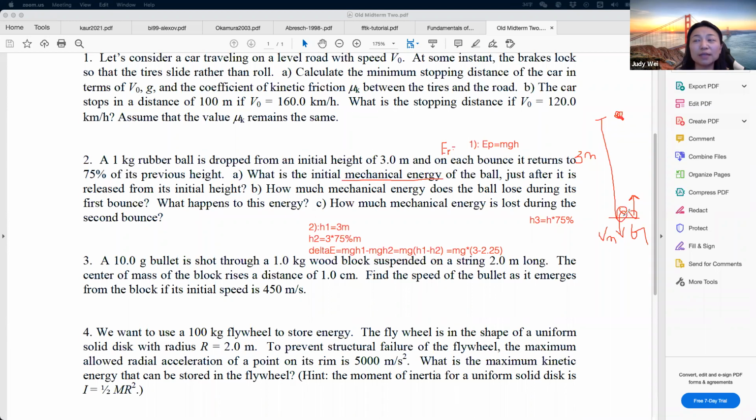So the energy could be converted to thermal energy in the ground. You can see this energy reaches the ground and converts to thermal energy. So the ball loses some energy. When it bounces back the first time, it cannot reach the same height. Right?